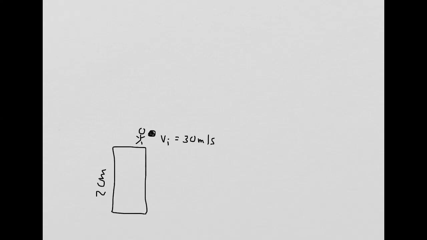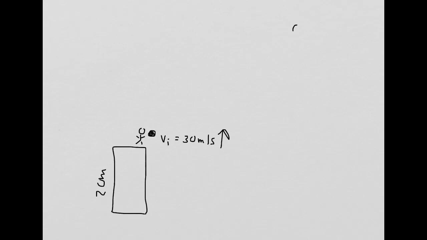Okay, on the next page, let's say that I am standing at the top of a 20-meter cliff. So I'm right here. And let's say that I throw a ball upwards. So I'm throwing it up. And let's say that I throw it up and its initial velocity is 30 meters per second. Okay, so this is in the upwards direction.